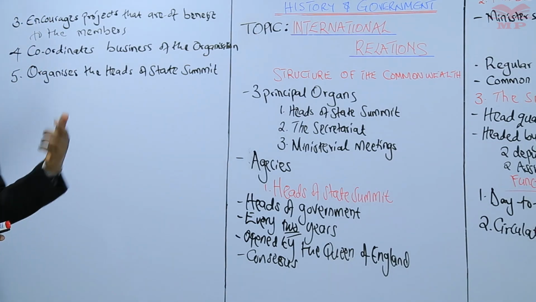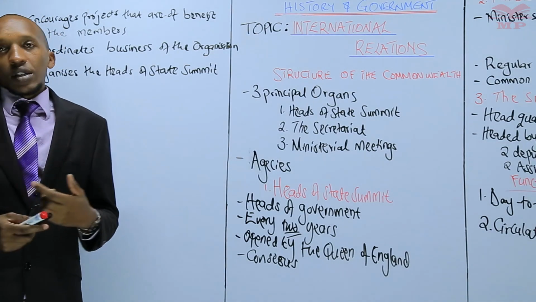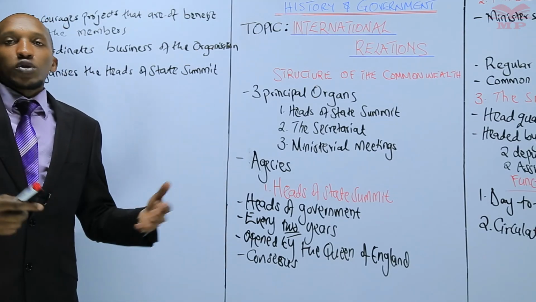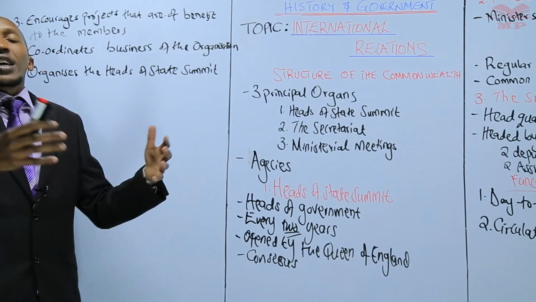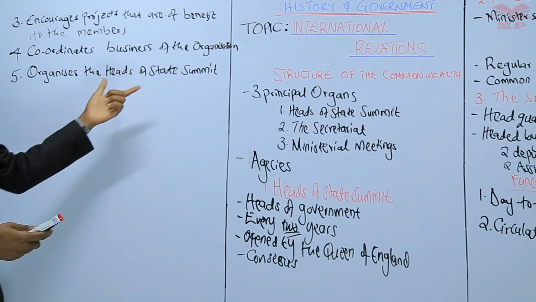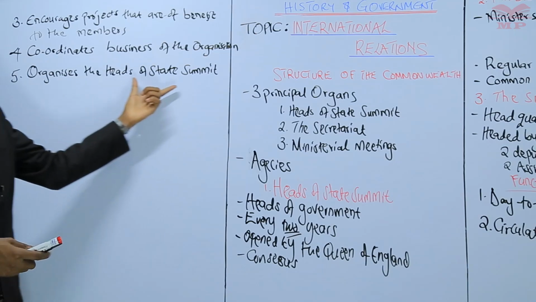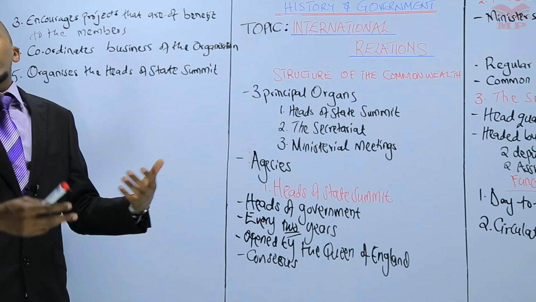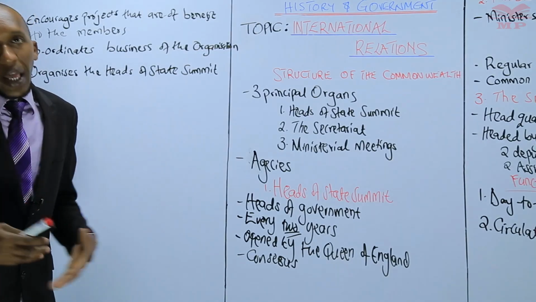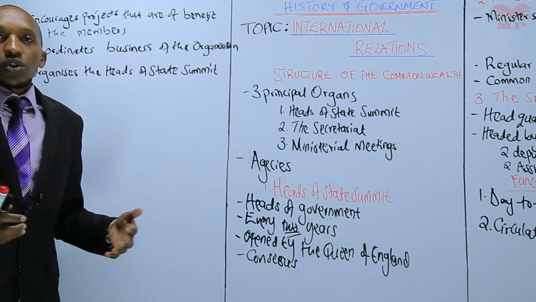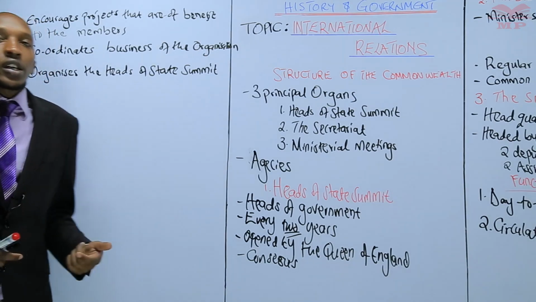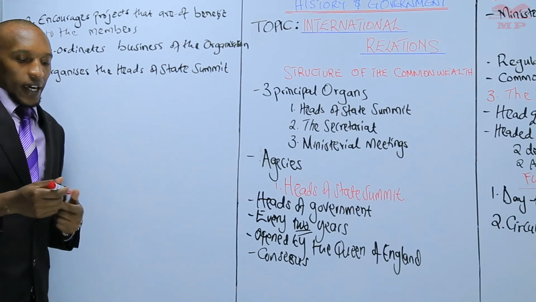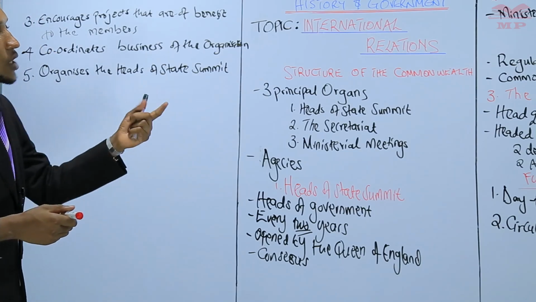It organizes where that summit is going to be held. Remember, there are so many countries, more than 50 countries are supposed to be meeting at one place, and these are heads of state. So it is the work of the secretariat to make sure that the summit is held after every 2 years, and it decides and prepares the venue where they are going to hold that summit. So it is the duty of the secretariat to make sure that that summit has been held.